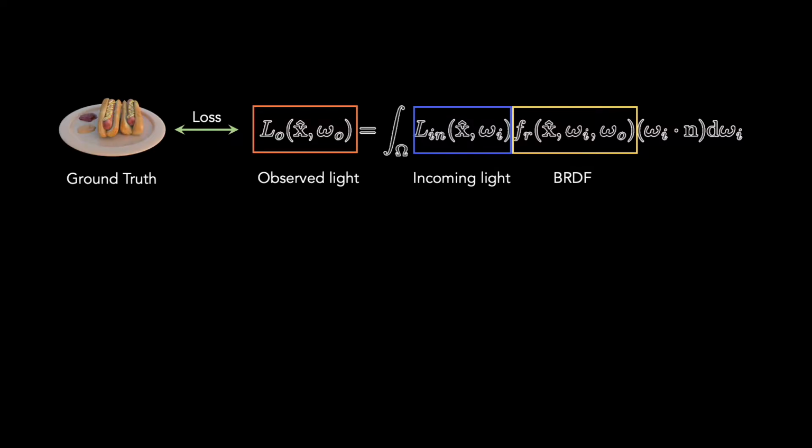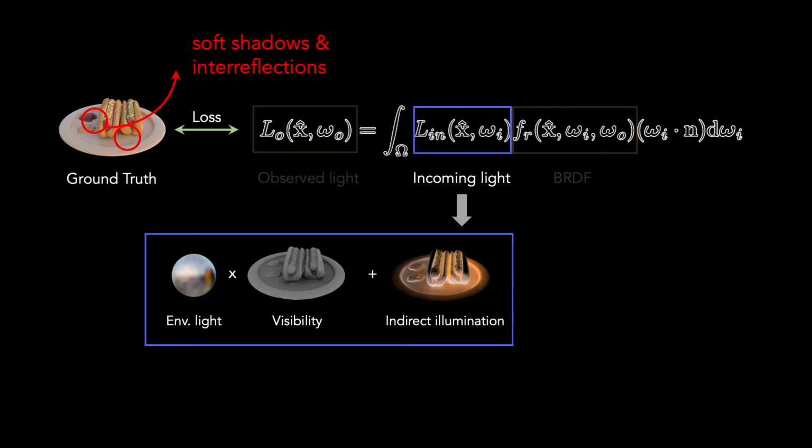This inverse rendering problem is often solved by minimizing a re-rendering loss that compares rendered images with input images. However, capturing under natural illumination often shows complex effects such as soft shadows and interreflections. Simulating these effects necessitates modeling spatially varying indirect illumination and visibility for environment light.